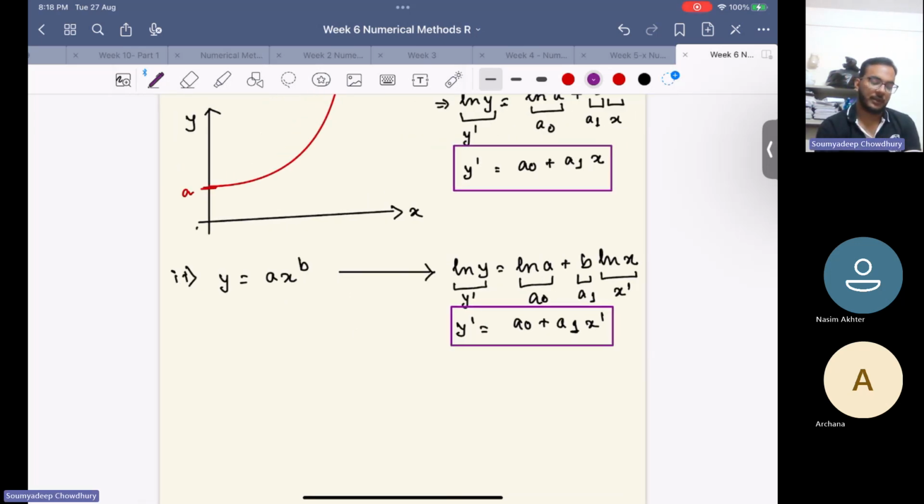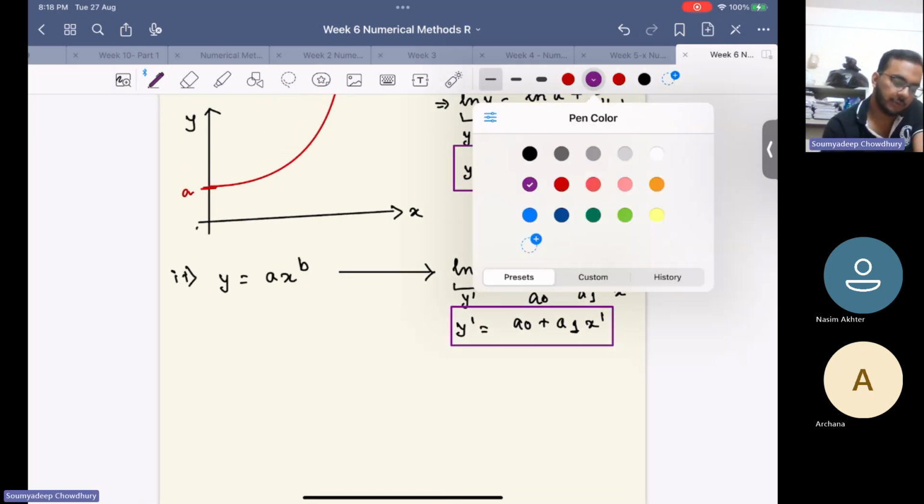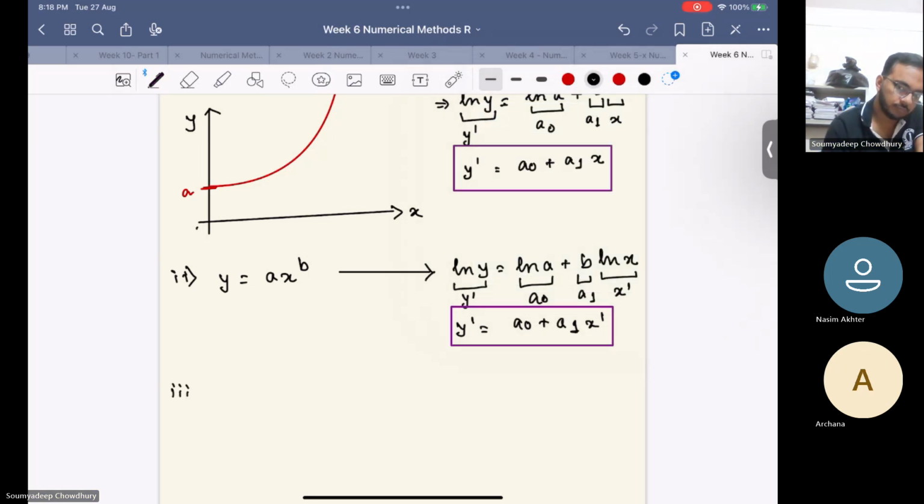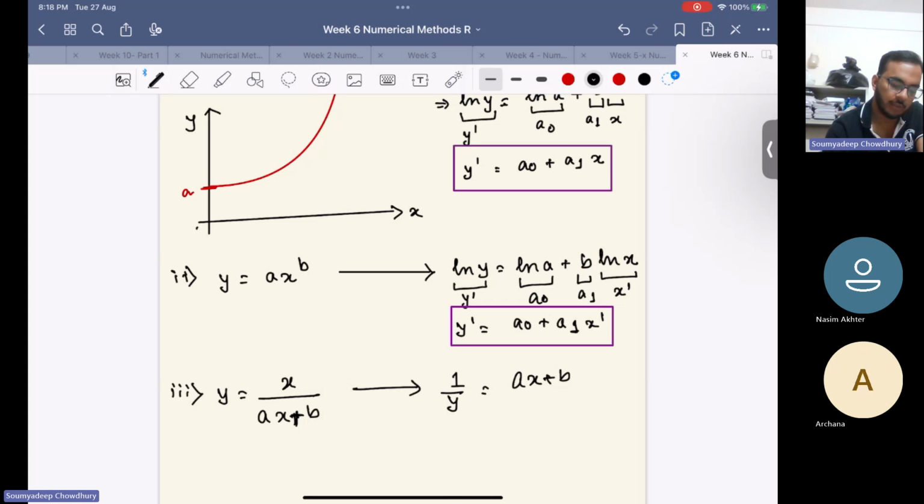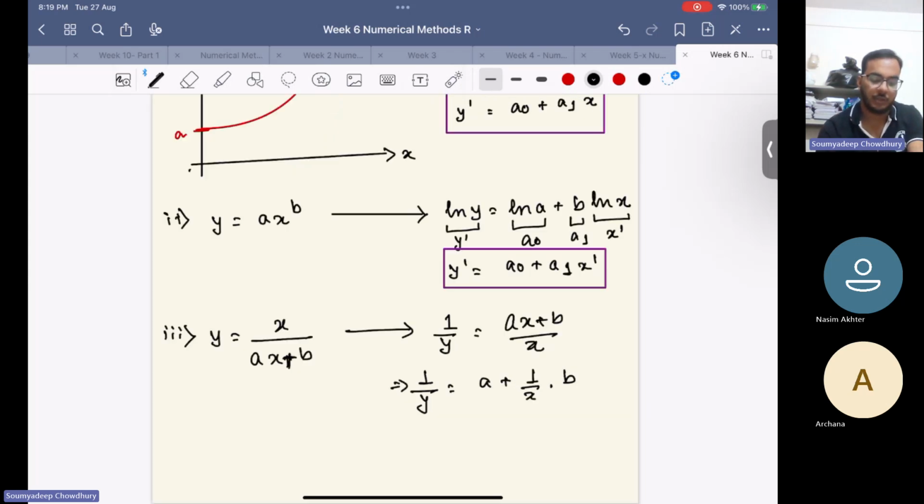You have to change these variables. Okay, so one more I'll show here. Suppose you have this kind of equation. So here, if I just do this, ax plus b by x, 1 by y will be equal to a plus 1 by x into b, right?